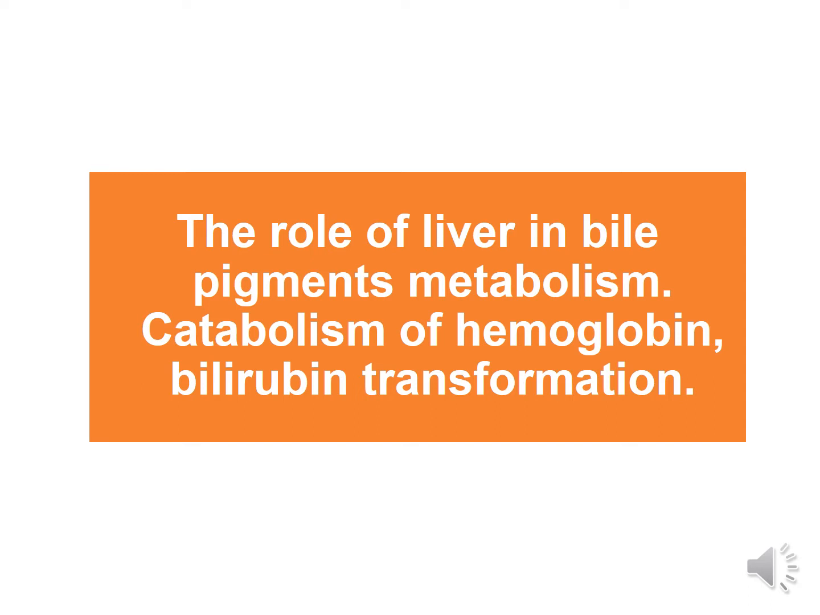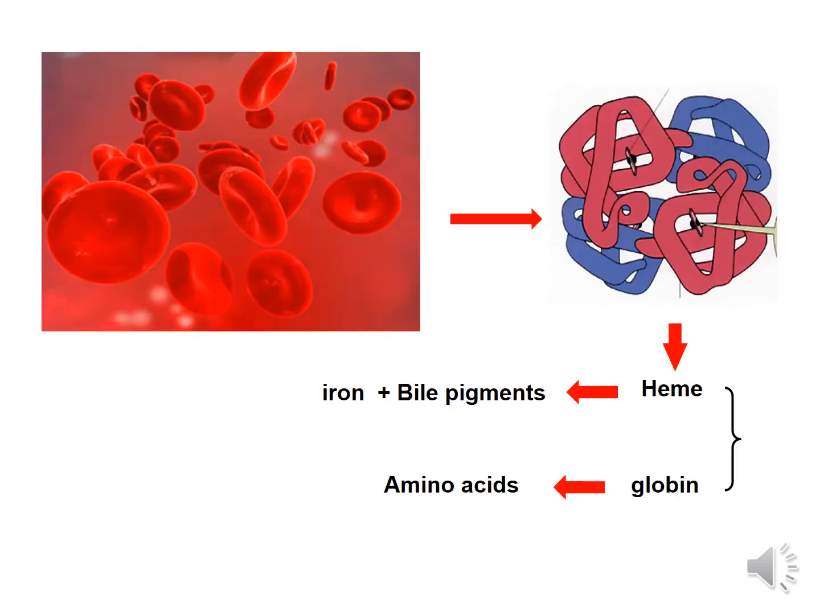Now I will concentrate on the role of the liver in bile pigments metabolism. I will tell about catabolism of hemoglobin and bilirubin transformation. After 120 days in circulation, RBC are taken up and degraded by the mononuclear phagocyte system, particularly in the liver and spleen. Under physiologic conditions in the human adult, from 1 to 2 billion erythrocytes are destroyed per hour.